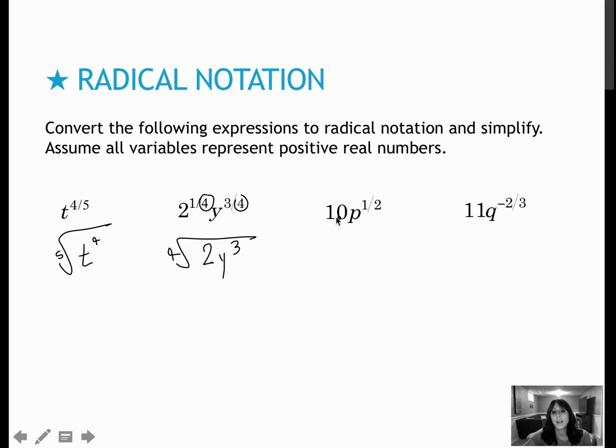10, p to the 1/2, again, 10 is not to the 1/2, but p is, so square root of p. Remember, you don't need to write the index if it's a 2. And last one, 11q to the -2/3. 11 is not affected by the -2/3. Q goes to the bottom because of the negative, and then it's squared and the cubed root.